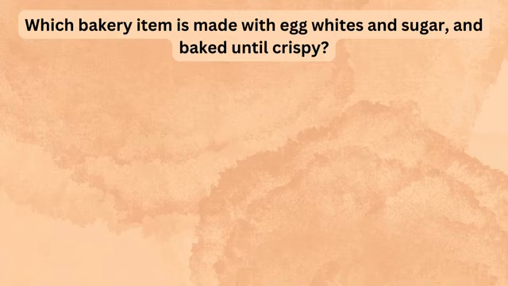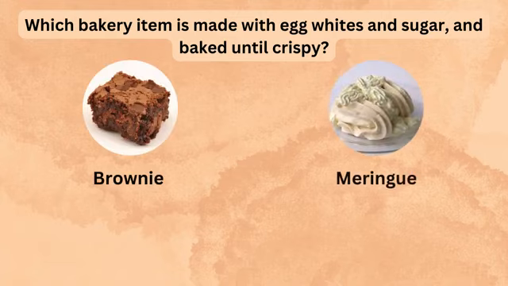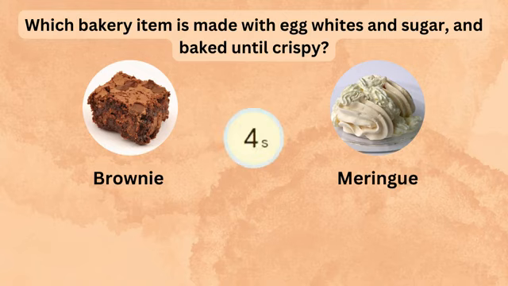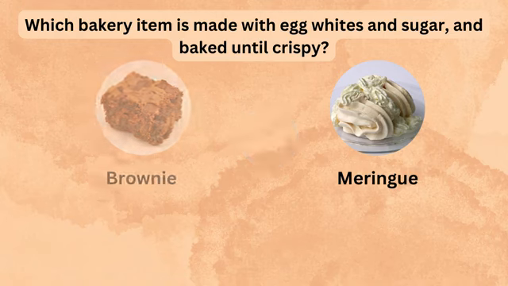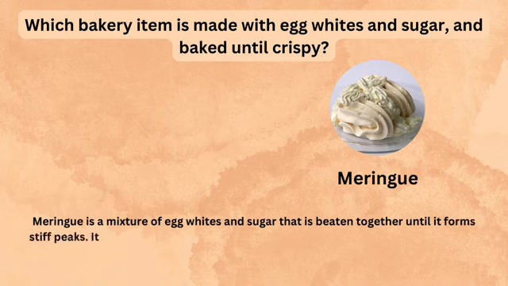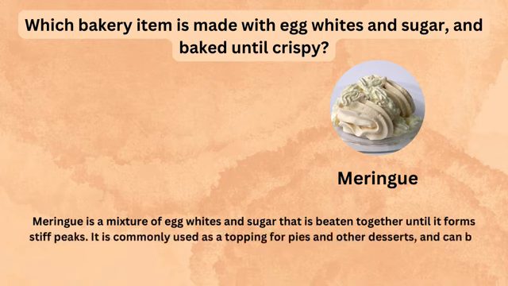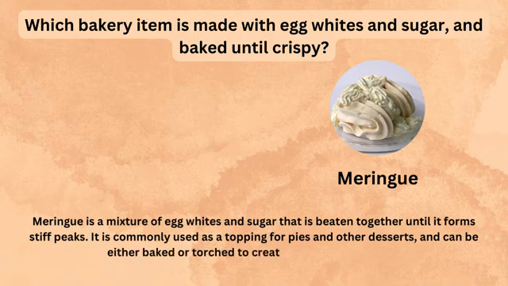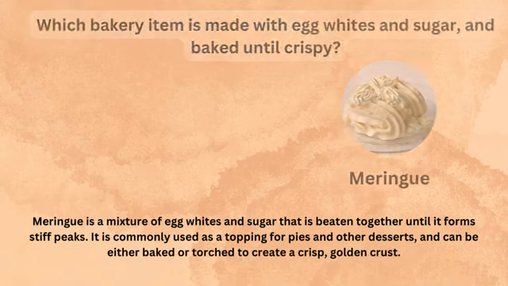Which bakery item is made with egg whites and sugar and baked until crispy? Brownie or meringue? Meringue is a mixture of egg whites and sugar that is beaten together until it forms stiff peaks. It is commonly used as a topping for pies and other desserts, and can be either baked or torched to create a crisp golden crust.